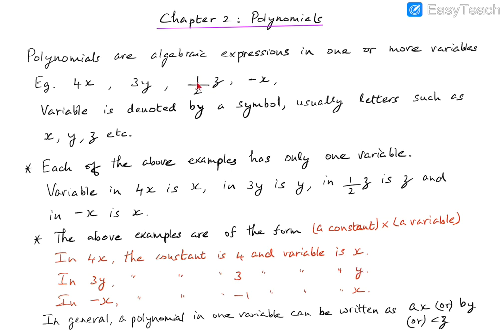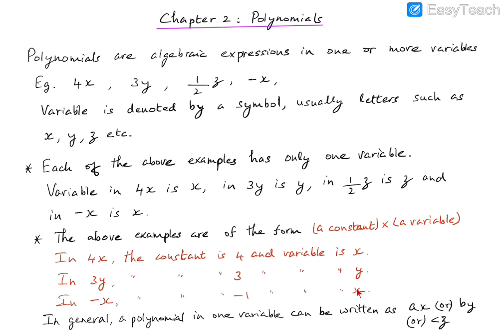And in the expression half z, the constant is half or 0.5 and the variable is z. And similarly, in the expression minus x, the constant term is minus 1. So the multiplying factor here for minus x is minus 1. So minus x can be written as minus 1x. If it was plus x, we can write it as 1x. So we don't write the 1 because it's understood. Okay, so in the case of minus x, the constant that is multiplying the variable is minus 1 and the variable itself is x.